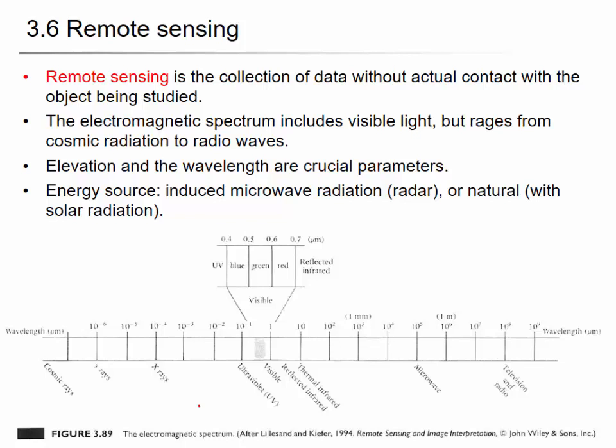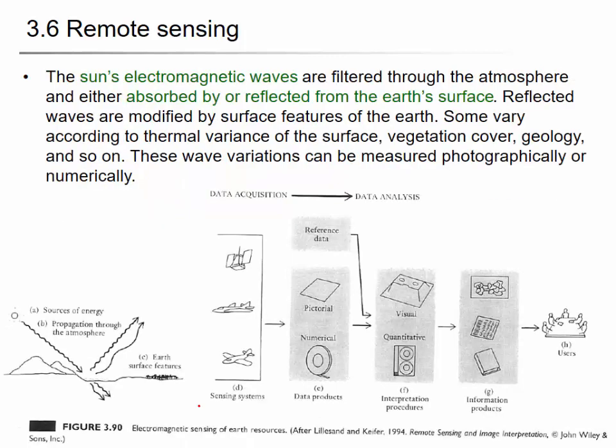Then it gives you different information. So the sun's electromagnetic waves are filtered through the atmosphere, and they could be absorbed by or reflected from the surface. For example, infrared is very sensitive to temperature. So if you take the infrared picture from the satellite, you can find out the low temperature region and the high temperature region, and that is directly related to what? The wood, or whether it's covered by vegetation, and also you can differentiate the surface water and just exposed soil.